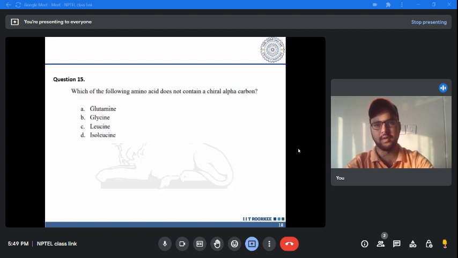Which of the following amino acids does not contain a chiral alpha carbon? The options are A, glutamine, B, glycine, C, leucine, and D, isoleucine. Please write your answer in the comment box.